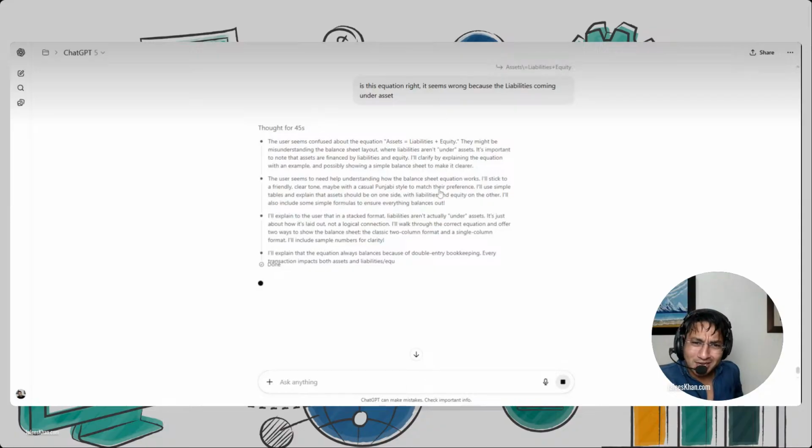Punjabi style. Like, oh man. I will use simple tables. Yeah, and explain that assets should be on one side while the liabilities and equity on the other. I will also include some simple formulas. Yeah, that's really, my browser really sucks now.